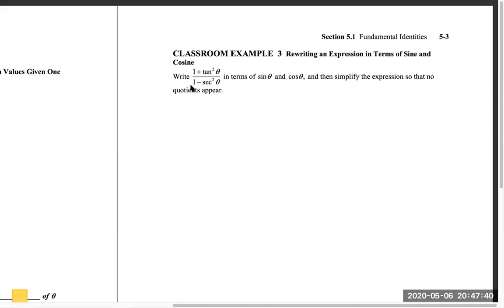Okay, so we have an expression. We want to write it in terms of sine theta and cosine theta only, and then simplify the expression so that no quotients appear. That essentially means no fractions.